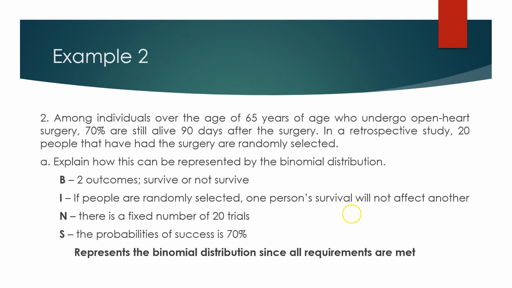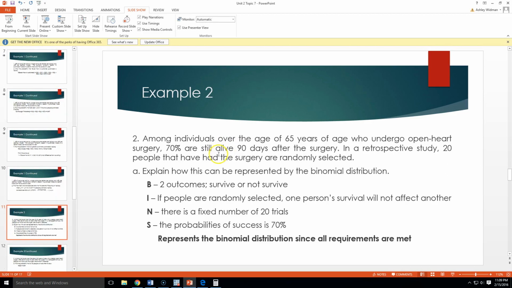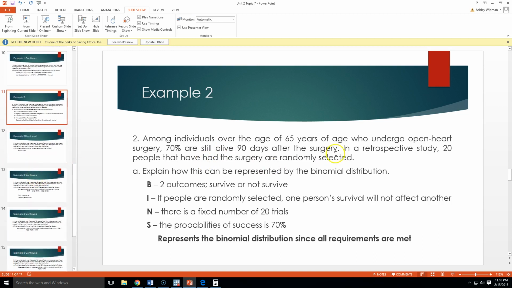So now, the following example goes through something pretty similar, but with the survival rate of people who have received open heart surgery at age 65 or older. So if you have any questions about these, please feel free to email me. There is also more practice for this type of question on the practice exam. Let me know if you have any questions.